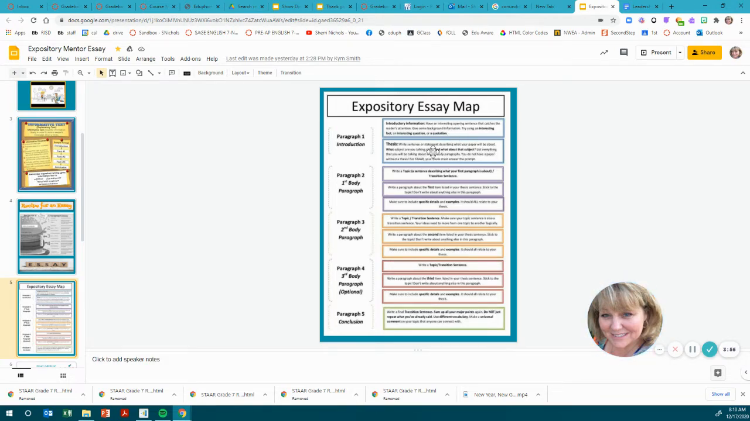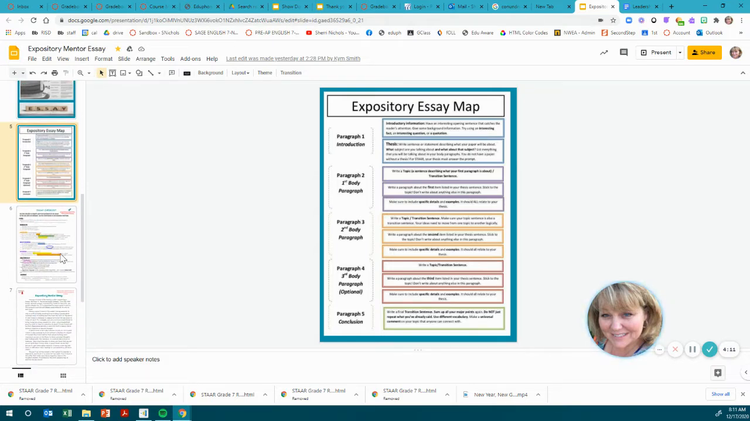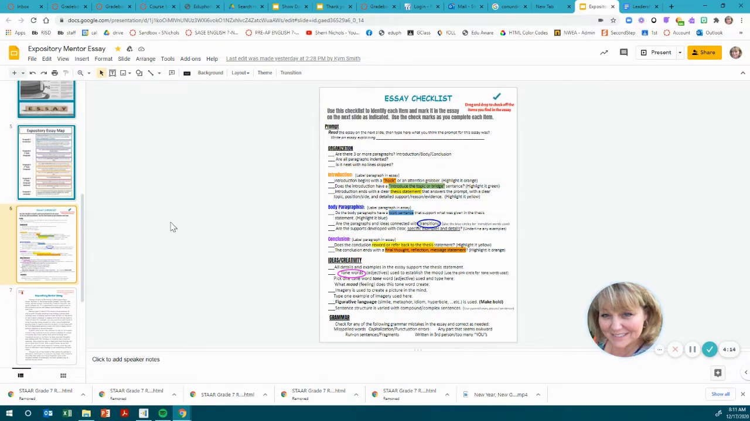talked about, the introductory information, the thesis, your topic sentence, and then this is all your body paragraphs 1, 2, and 3, which is usually optional. And then you're concluding, which is what we just talked about. And then here's an essay checklist we're going to use for today's assignment.